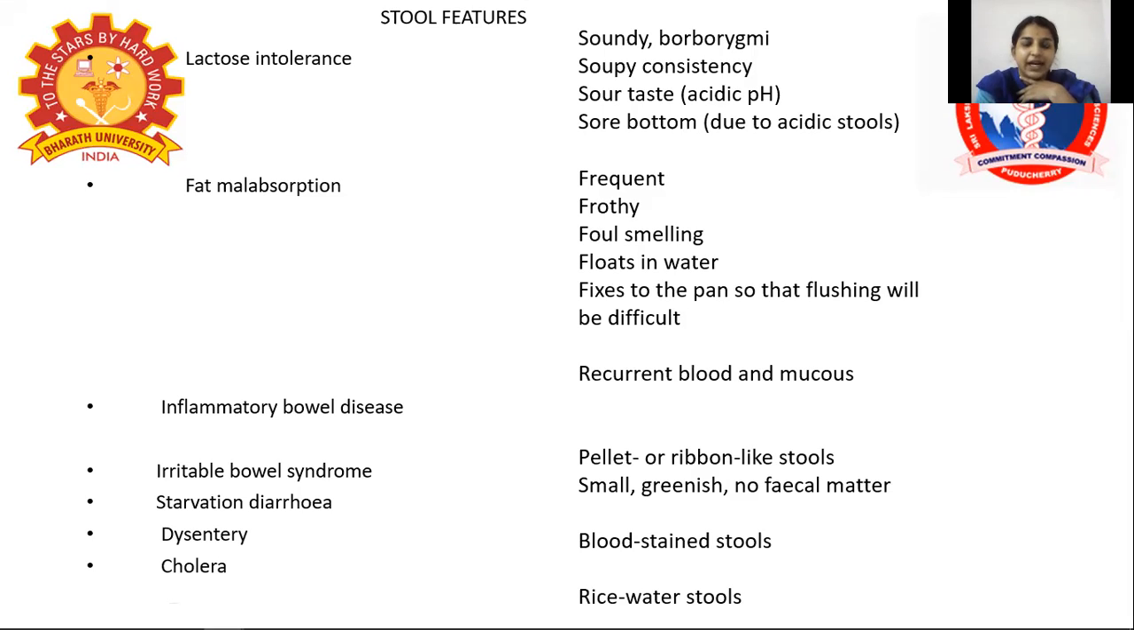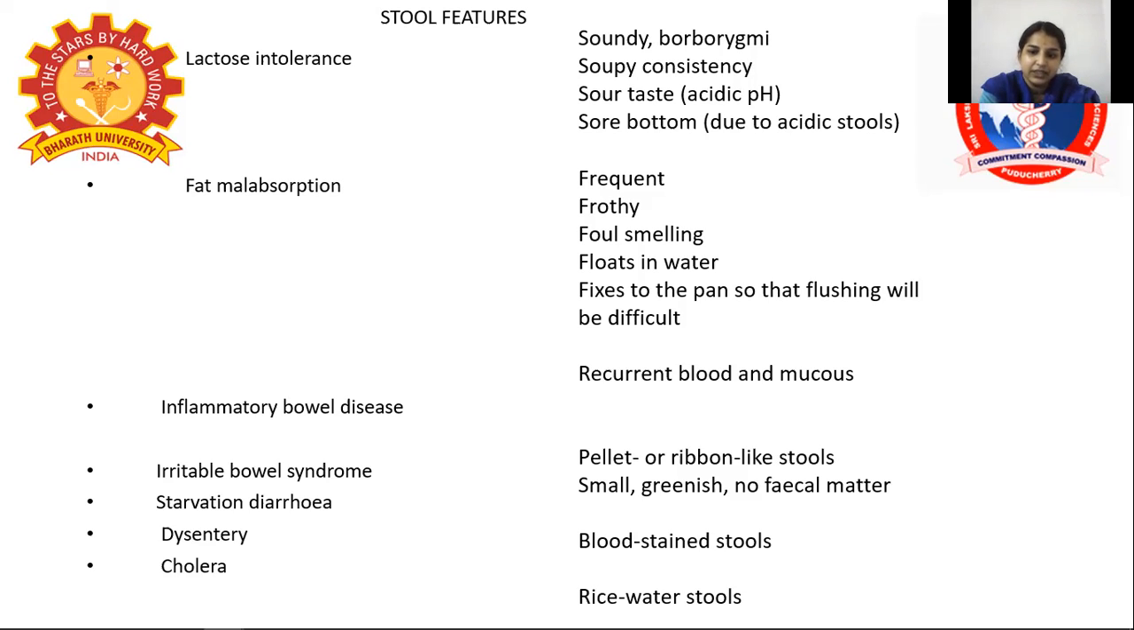This child has frequent bulky, foul-smelling stools that float in water because of the fat content, and it sticks to the pan so that flushing will be difficult. This is seen in cystic fibrosis, or in conditions where there is fat malabsorption in children, and inflammatory bowel disease. The child has recurrent blood and mucus in stools.